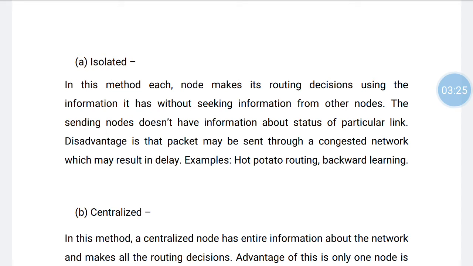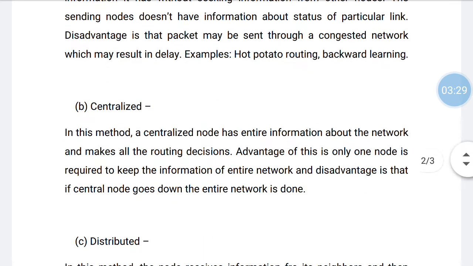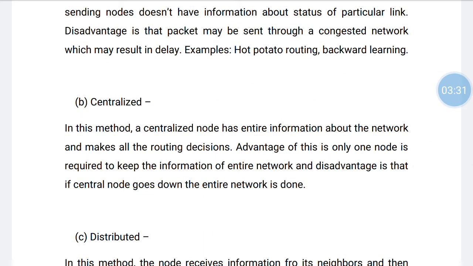So this is known as isolated algorithm. And second is centralized. In this method, a centralized node has entire information about the network and makes all the routing decisions. It is also known as global routing algorithm as it computes the least cost path between the source and the destination by using the complete and global knowledge about the network.